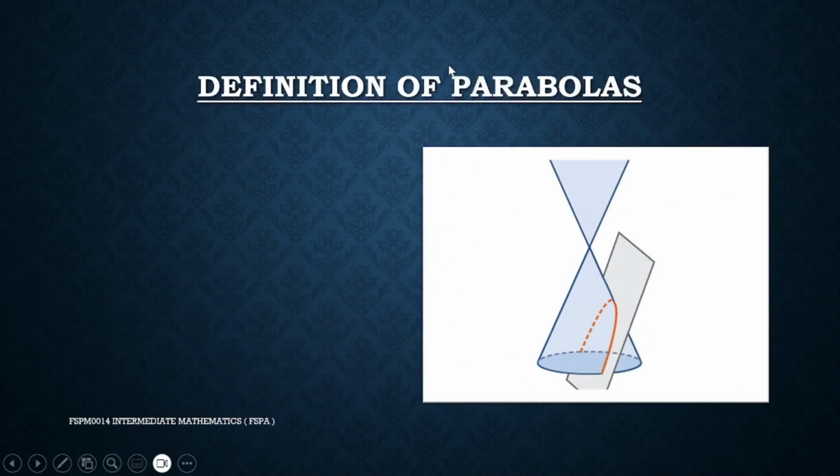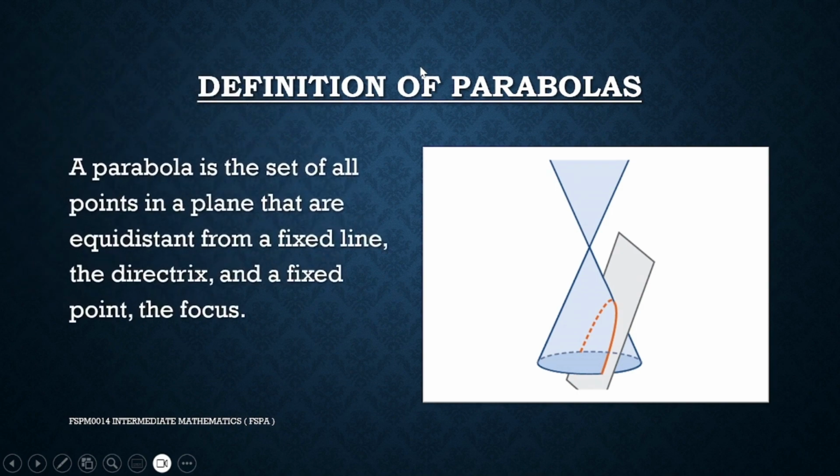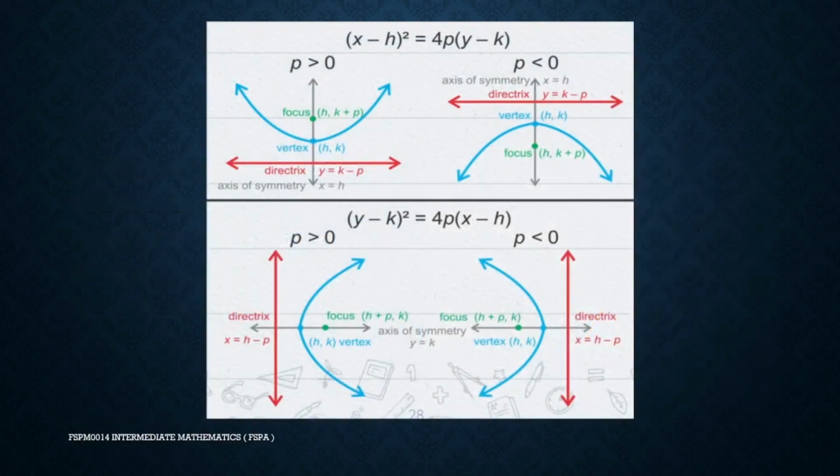For the definition of parabola, a parabola is a set of all points in a plane that are equidistant from a fixed line, the directrix, and a fixed point, the focus. As you can see, when we draw the parabola graph on 2D paper, it looks like a U-curve shape that will either open upwards, downwards, to the right or to the left.